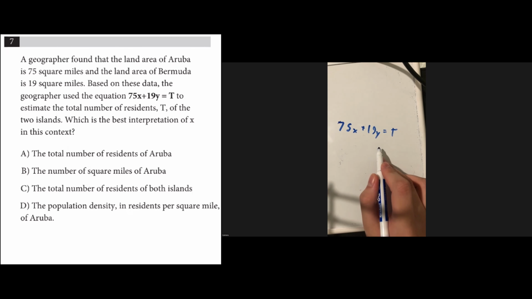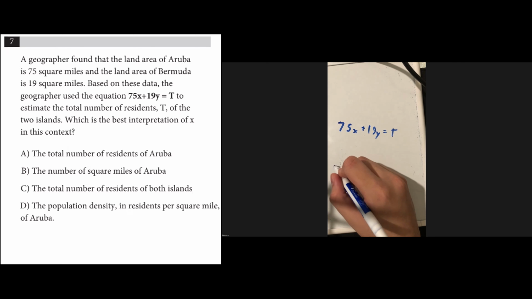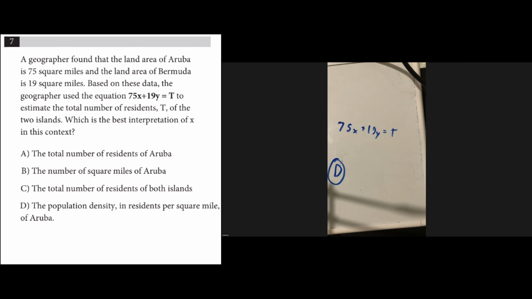And so what does x mean? Well, it has to be related to the island Aruba. So which would be the residents per square mile in that island, which is answer choice D. Population density in residents per square mile of Aruba.